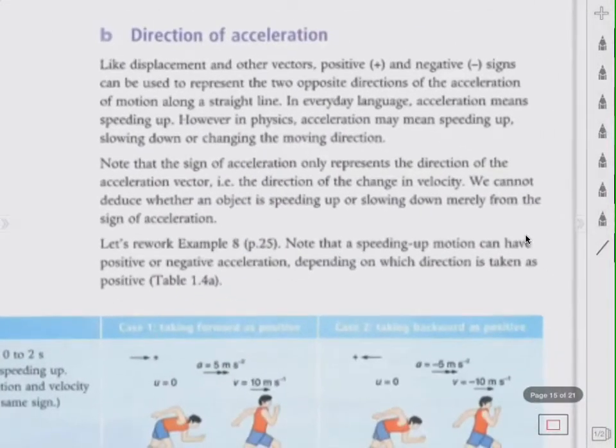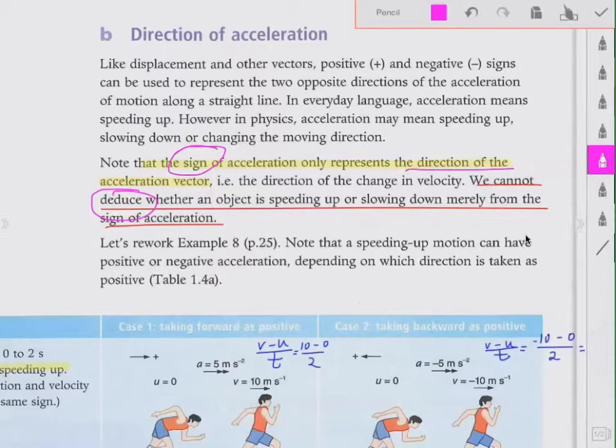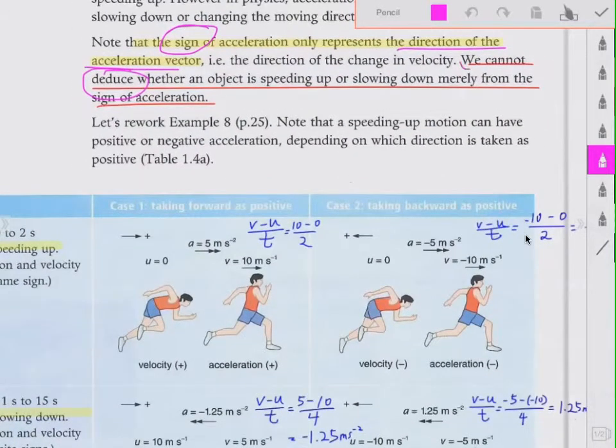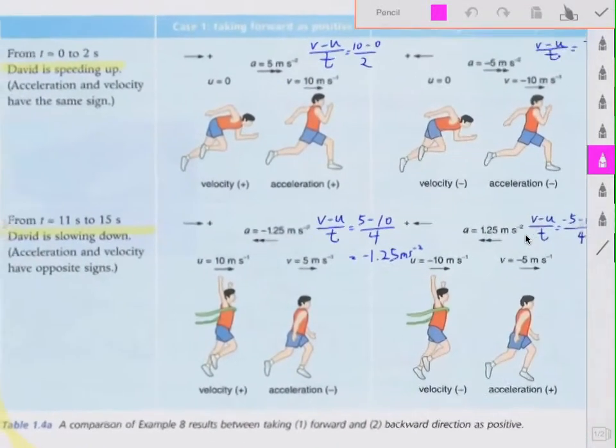Here's the second part of acceleration, learning the direction of acceleration. Acceleration is a vector, therefore there is a sign to represent the direction of acceleration. It is important to notice, underline, that we cannot find out whether an object is speeding up or slowing down just from the sign of acceleration. What do I mean? Have a look at this figure.